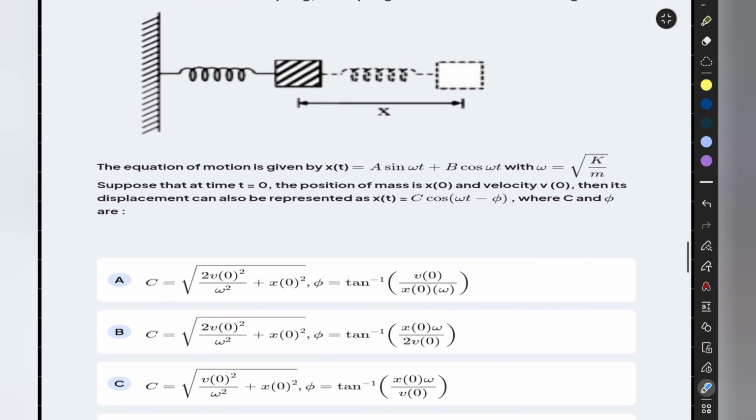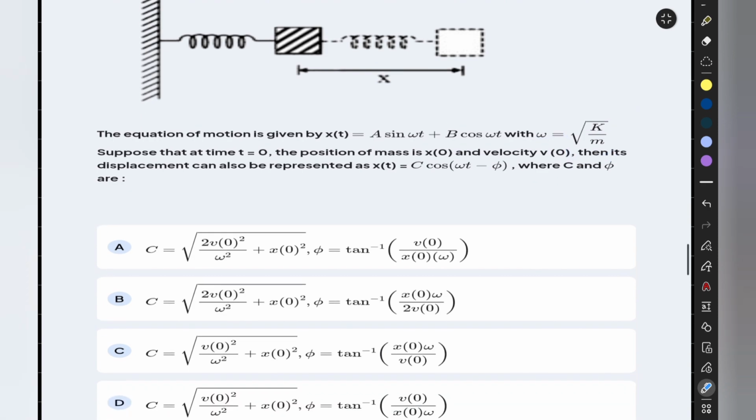The question is saying the equation of motion is given by x of t equals a sin omega t plus b cos omega t. It means this question is based on the combination of SHM, because they have given two equations here. Now one more thing they are saying, with omega equals under root k by m. Now they are saying suppose that at t equals 0, that is when motion has started, the position of mass is denoted by x of 0 and the velocity is denoted by v of 0.